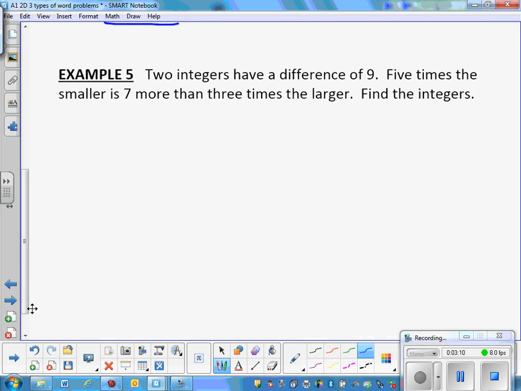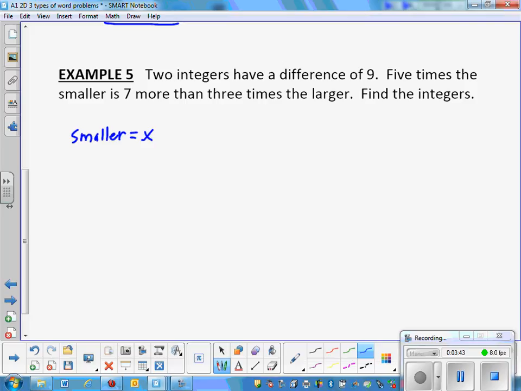Example 5, I have 2 integers that have a difference of 9. 5 times the smaller is 7 more than 3 times the larger. Find the integers. Well, this time I have 2 integers that I'm talking about, 2 numbers, and so we'll let one of them be the smaller one. So we'll let the smaller one be equal to x, so our smaller number is x.